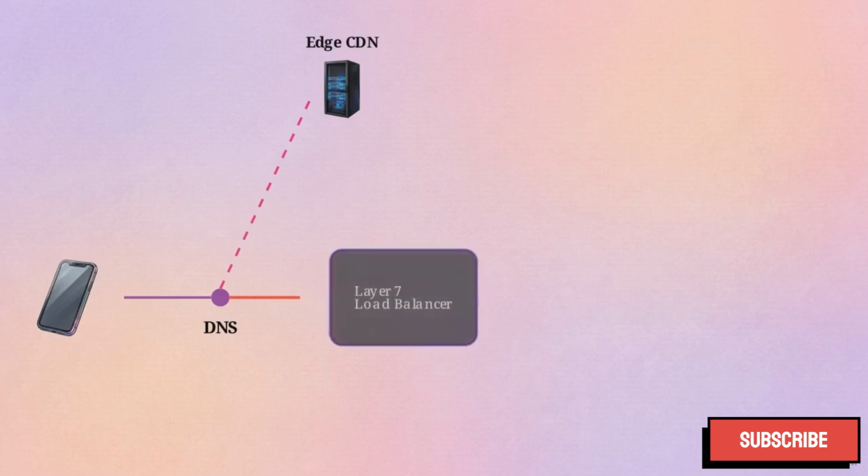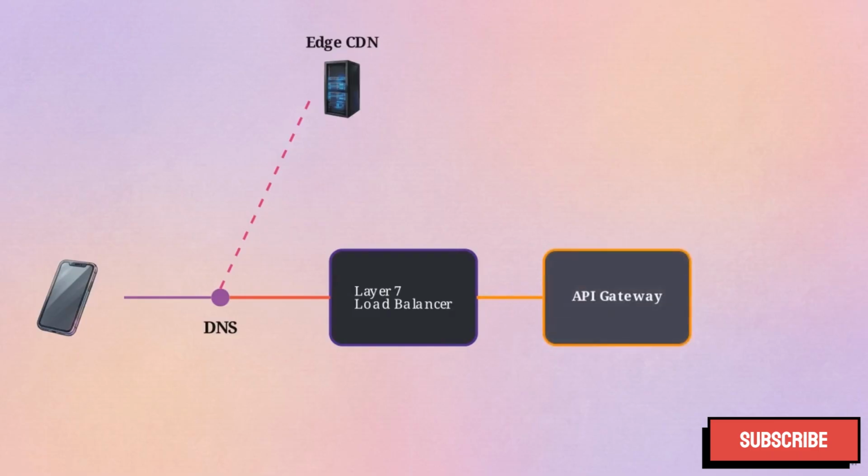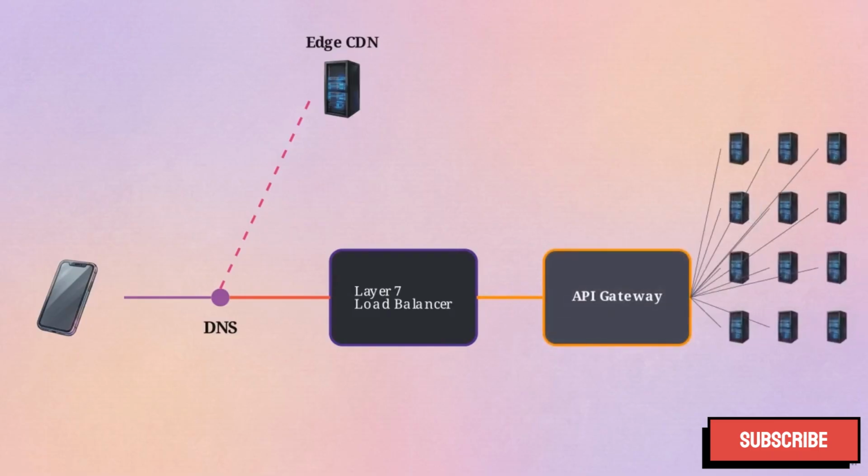Dynamic requests, like fetching a personalized feed, bypass the CDN and hit Layer 7 load balancers. Here, the system performs SSL termination, stripping the encryption layer so internal servers don't spend cycles on cryptography. From the load balancer, traffic flows into the API gateway. This gateway acts as the central orchestrator, inspecting application layer data to determine exactly which microservice should handle the request.